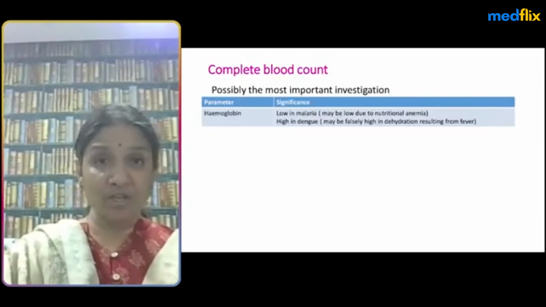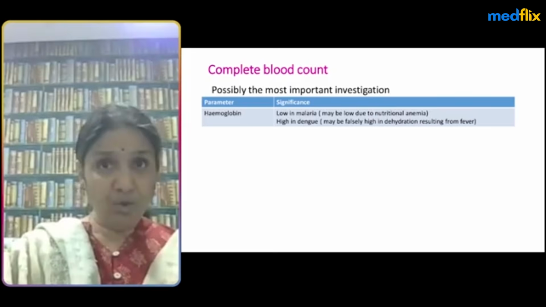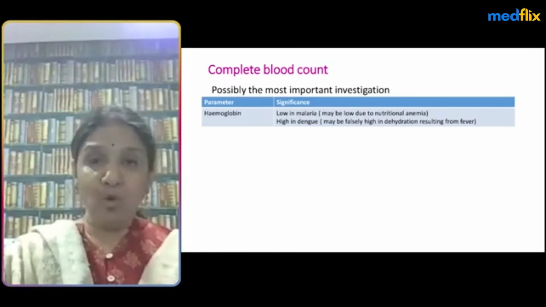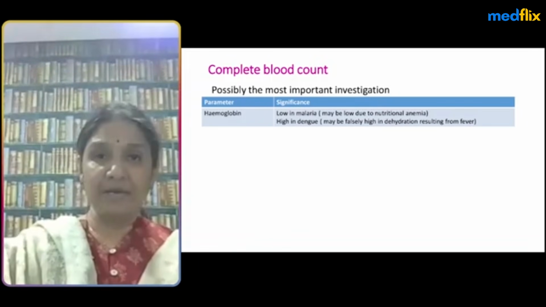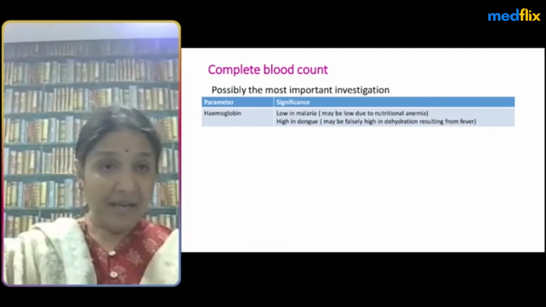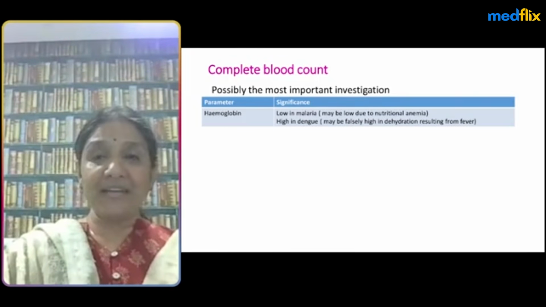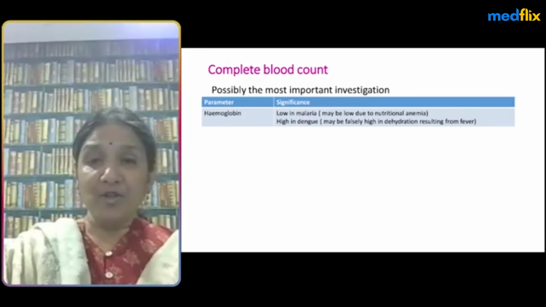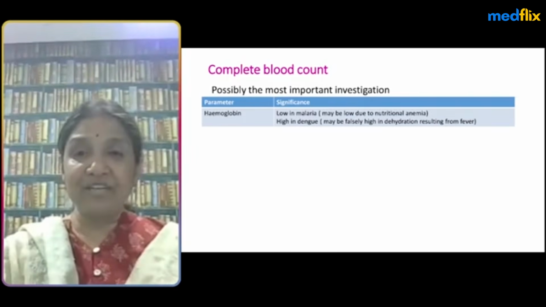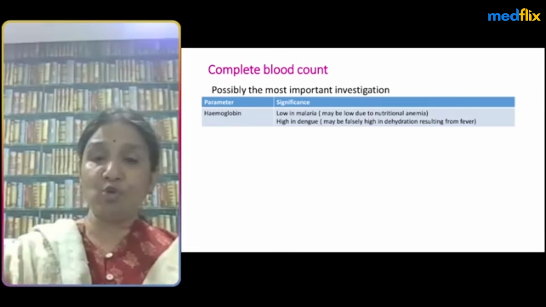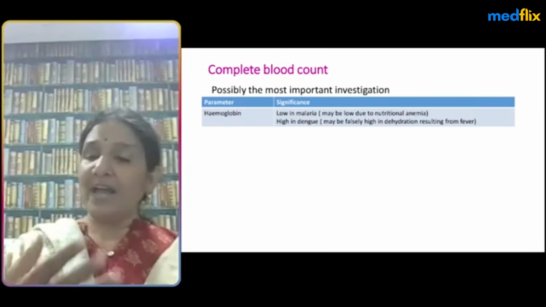Now, the complete blood count is possibly the most important investigation. And how would the hemoglobin help you? The hemoglobin would be low in malaria, but in our country it doesn't mean much, because the hemoglobin can also be low due to nutritional anemia. The hemoglobin, if it is high, it can be dengue, but sometimes the hemoglobin can also be high due to dehydration resulting from fever. So many times you have a patient with dengue and you see a hemoglobin of 15, and you think that the patient has a capillary leak. But the only reason the hemoglobin could be 15 is because the patient is having high fever for 2 to 3 days, is not drinking enough fluid, and is getting dehydrated.